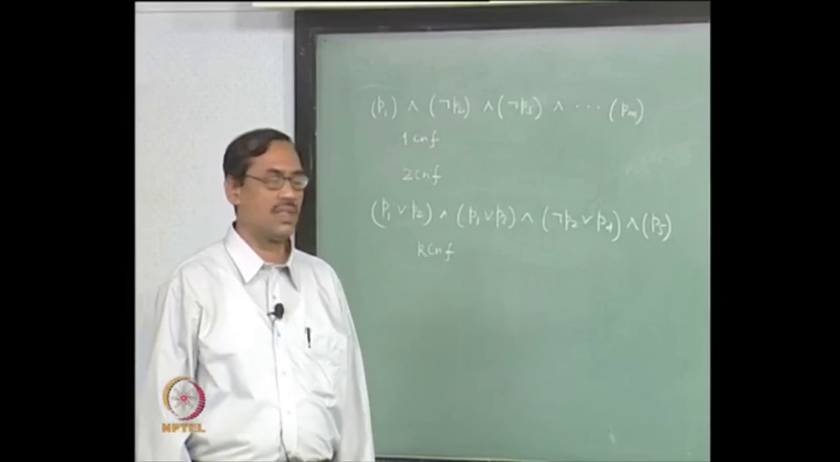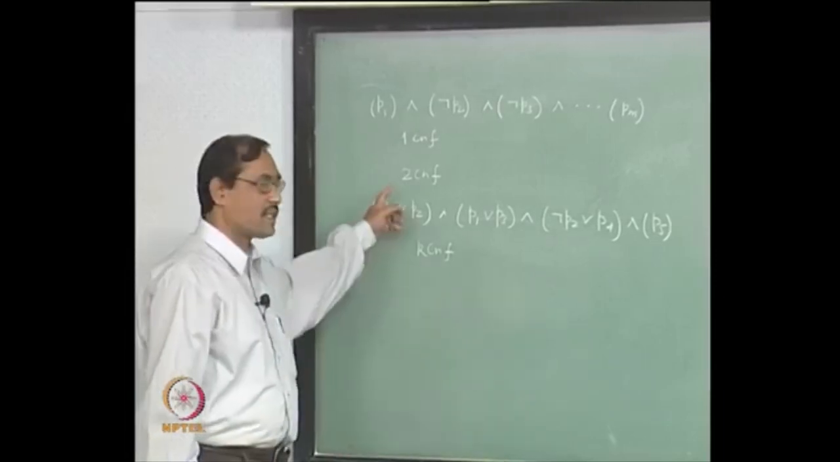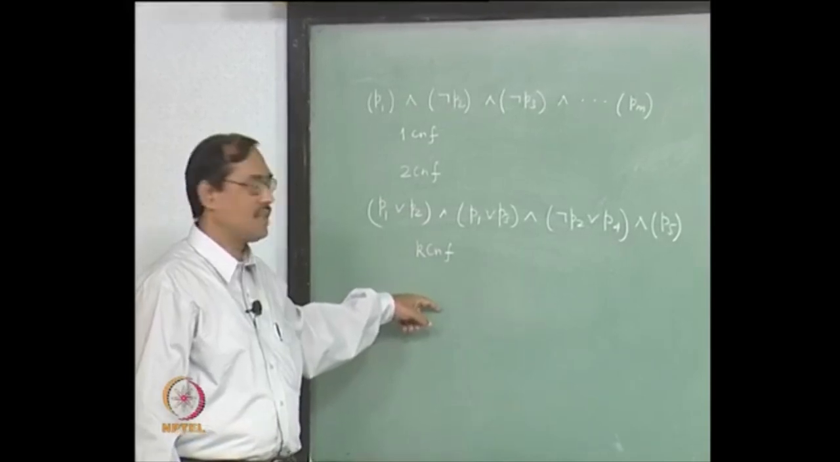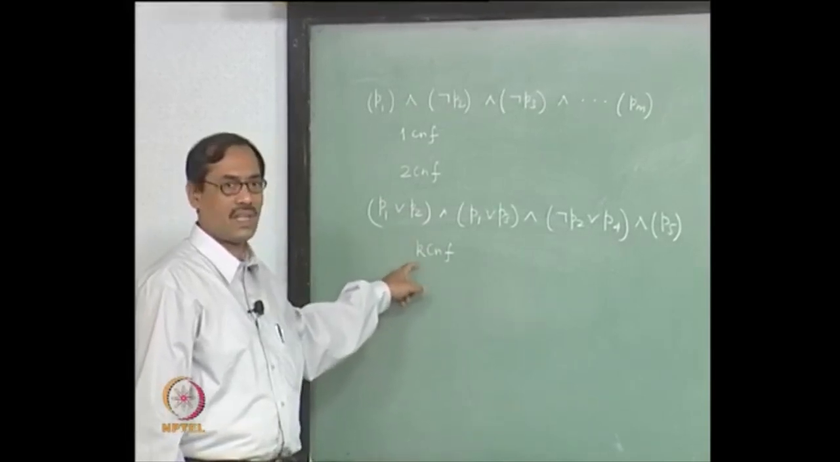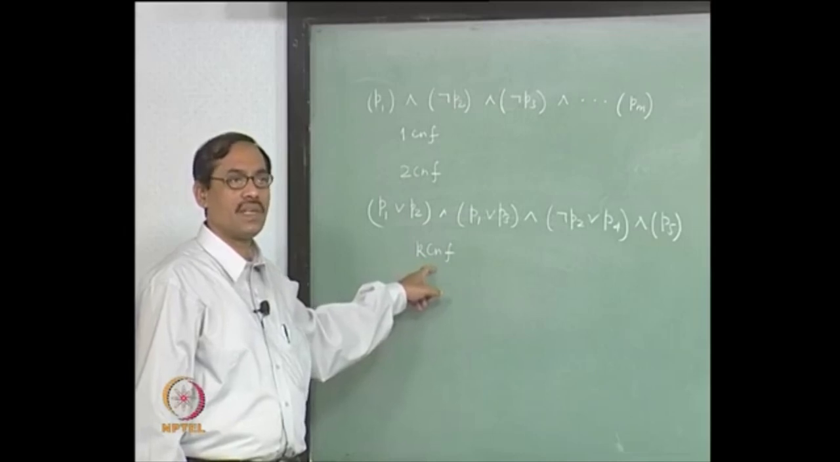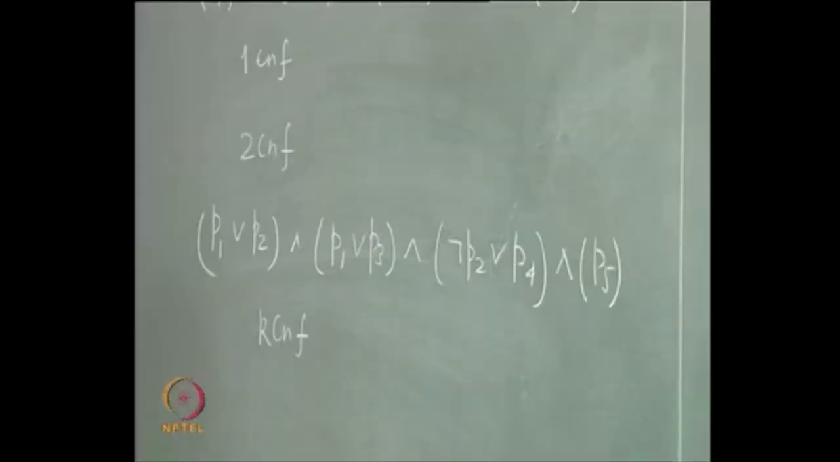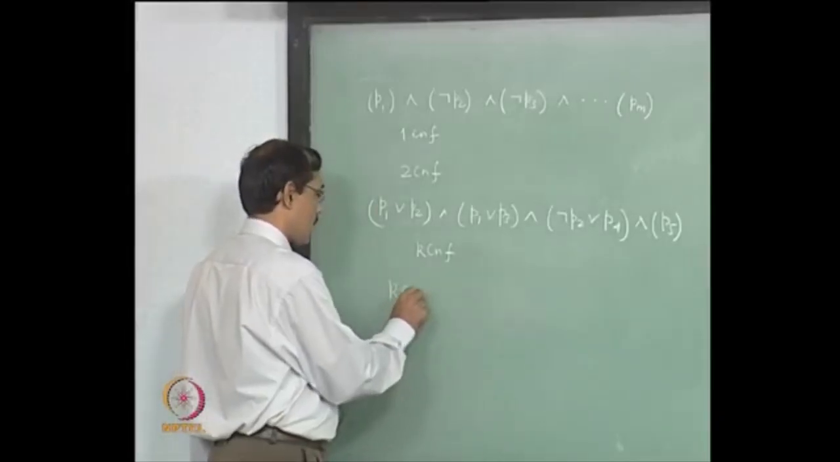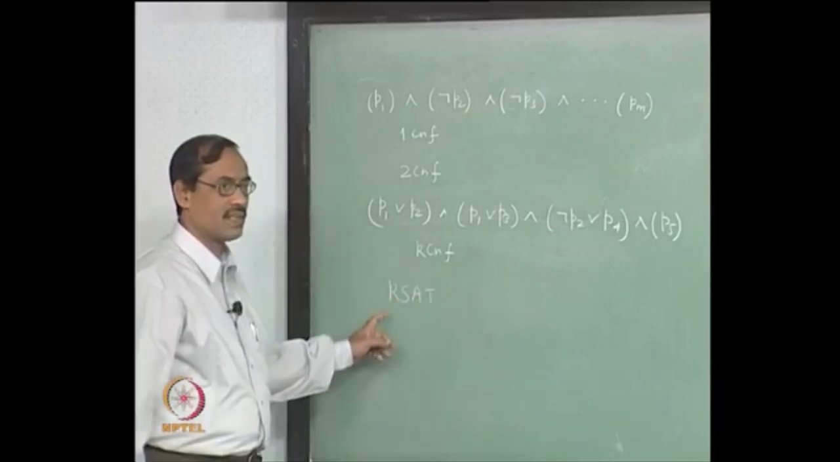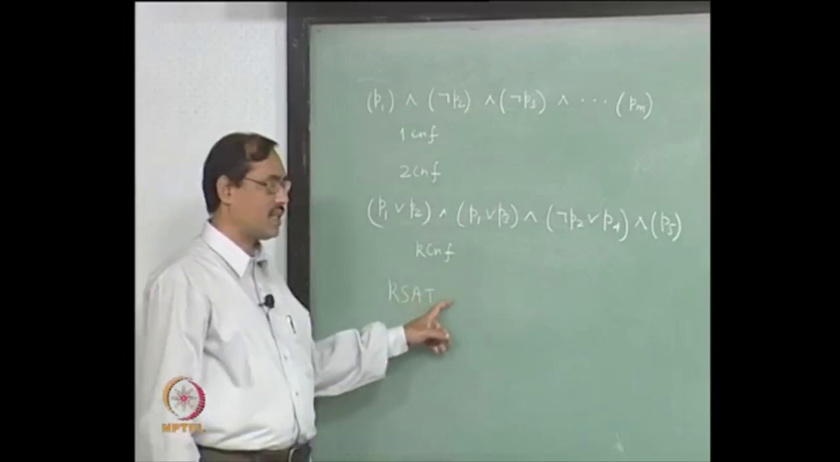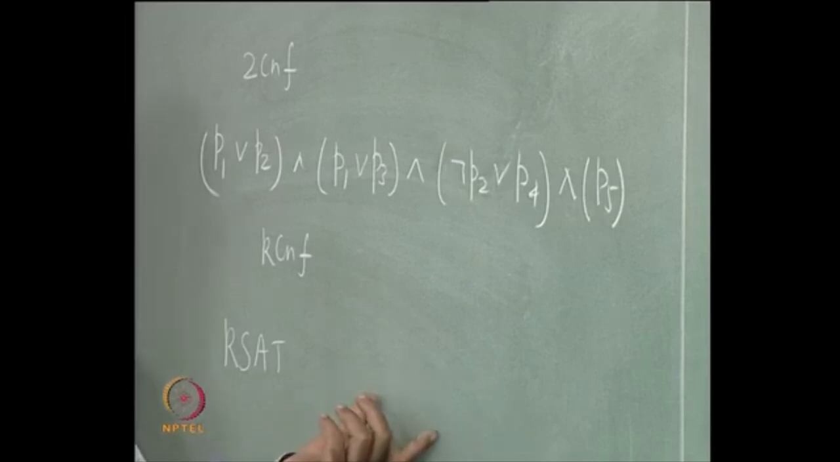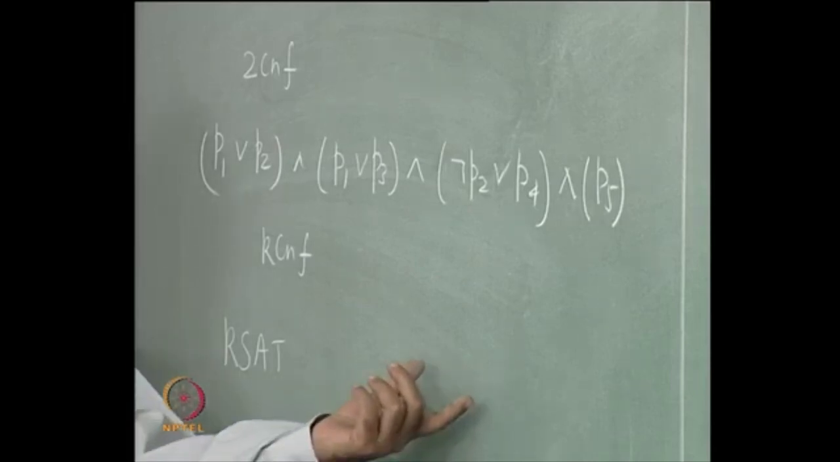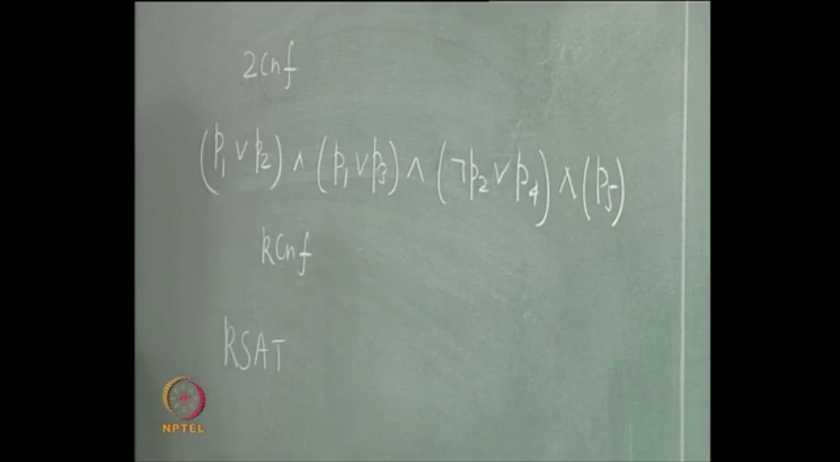Fine. So, in this case we say that the corresponding problem, the satisfiability problem, is again coming with that number. We ask, given a K CNF, determine whether it is satisfiable or not. You say you are solving K SAT, right. So, if the general satisfiability problem is SAT, we will write that as K SAT. Is it clear? So, K SAT will be the problem whether any given K CNF is satisfiable or not, that is the K SAT.